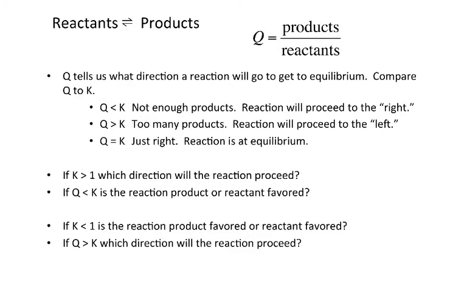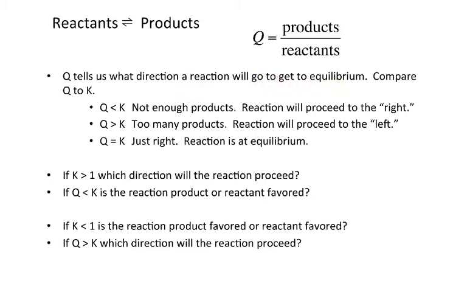Now Q is what we call the reaction quotient, and it has the same expression that K does. It's the concentration of the products divided by the concentration of the reactants. The difference is it's only an equilibrium constant if I'm at equilibrium. So I can only plug concentrations into an equilibrium constant expression if I know that I'm at equilibrium. If I'm at any other conditions, then we call it a Q, a reaction quotient. So they're really the same thing. If I'm at equilibrium, I call it a K, an equilibrium constant. If I'm not at equilibrium or I don't know, I call it a Q, a reaction quotient. But the usefulness of Q is it tells us what direction a reaction will go to get to equilibrium.